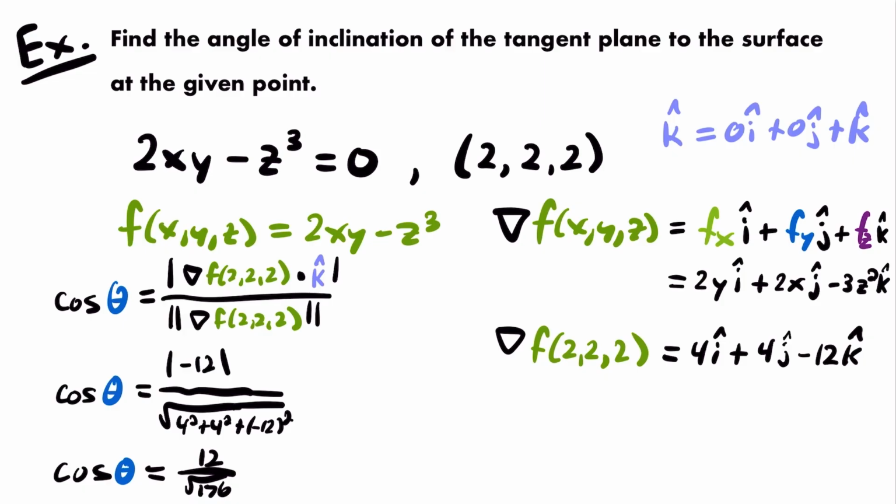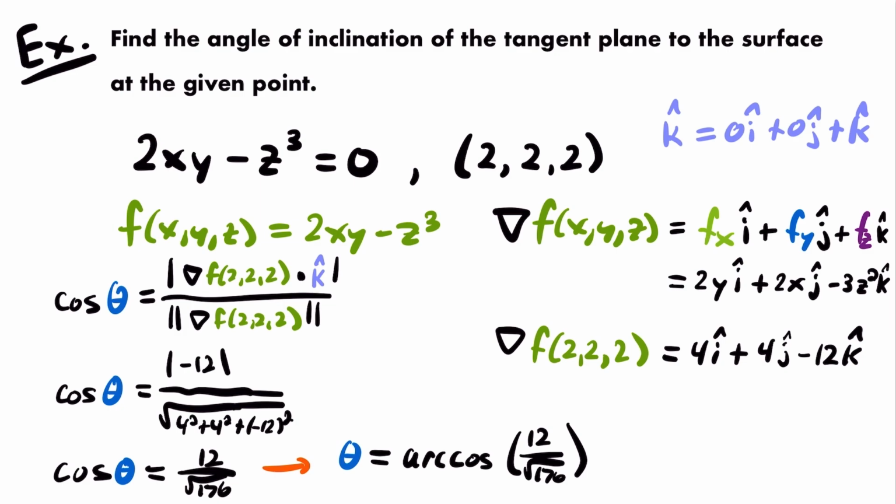All right, and so then to solve for the angle theta, you want to use the inverse cosine function, or arc cosine, on both sides of the equation, which will isolate theta, giving you that theta is equal to arc cosine of 12 divided by the square root of 176.